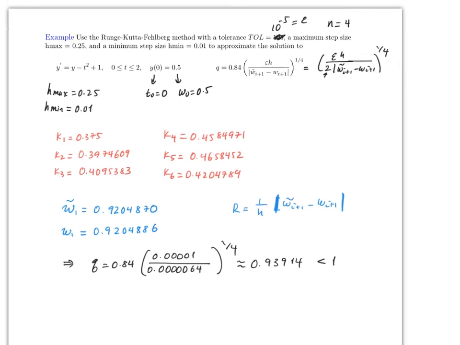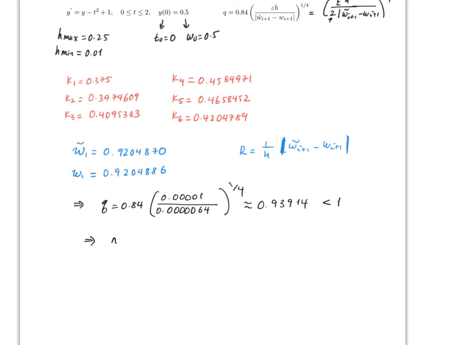So therefore, for the next step, the new step size is going to be equals to h new, maybe 0.93194 times h, which was 0.25, which is equals to 0.234787.